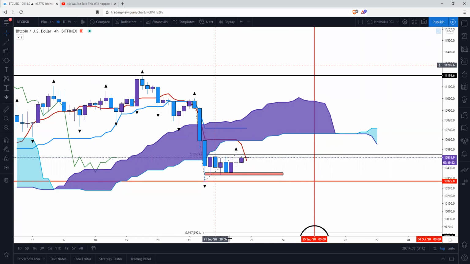Let me ask somebody. So Chanel, what are we looking like here? What's the cloud telling us right now on Bitcoin? At least on the 4 hour chart. What's it telling us to do? Let's see.